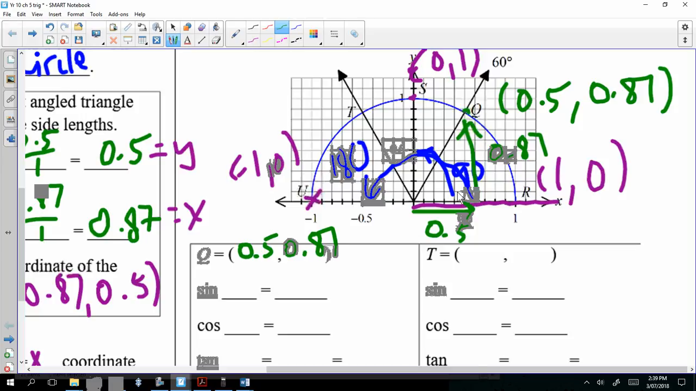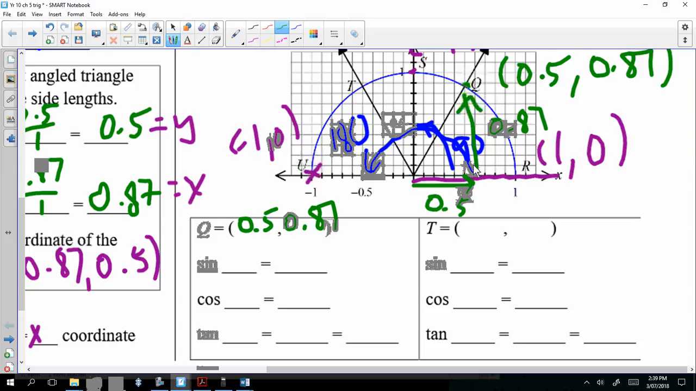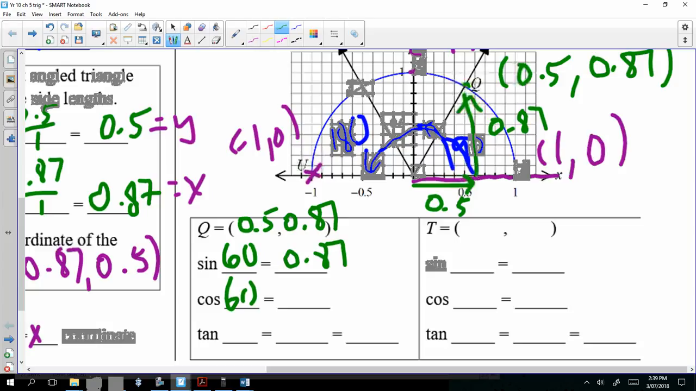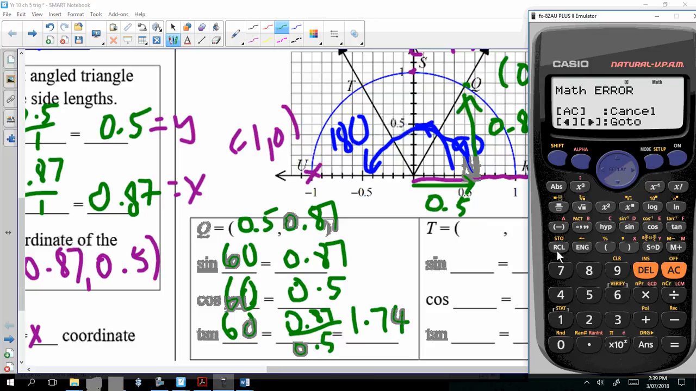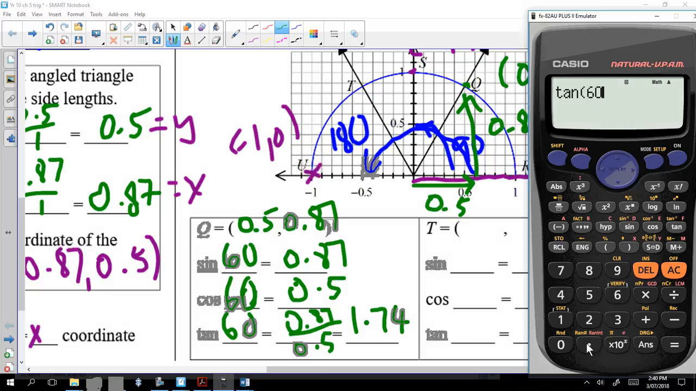Okay, so what's sine 60? This angle is 60. So sine 60 is y, 0.87. Cos 60 is 0.5, which is x. And how do I get tan? Yes, 0.87 over 0.5, which you can do on a calculator, becomes 1.74. Let's check it, see if it works. So tan 60, you get that. Well, yeah, which is close. Okay. All right, how about T?